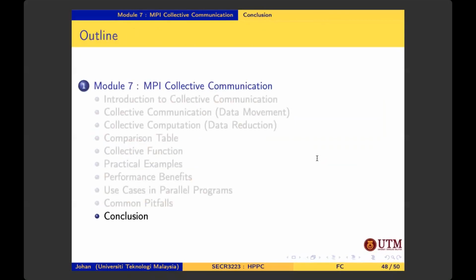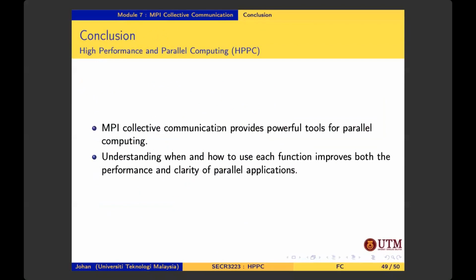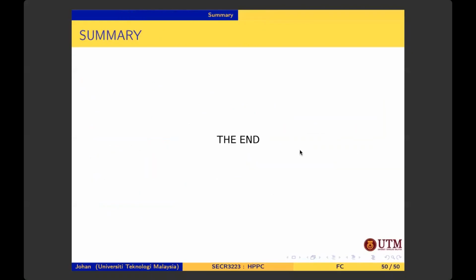And finally, the conclusion: MPI collective communication provides a powerful tool for parallel computing. Understanding when and how to use each function improves both the performance and the clarity of the parallel application. Okay, that's all for part 2, module 7.